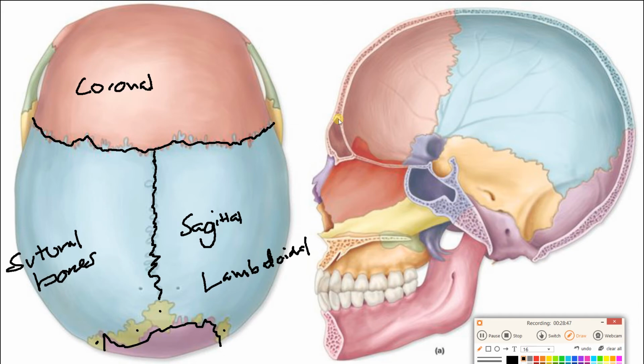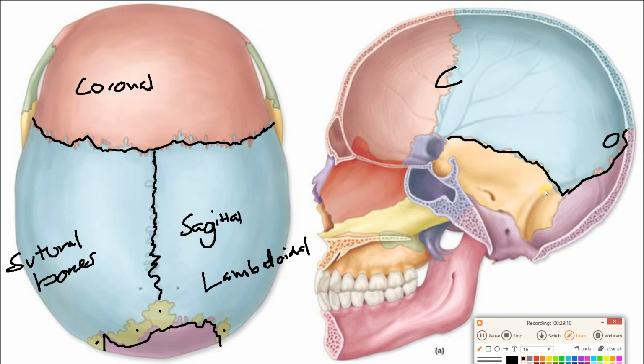All right, let's jump over here. This suture right here is between frontal and parietal, so it is coronal. This one back here is going to be our occipital one. And I can also see another one here. This one is between parietal and temporal.